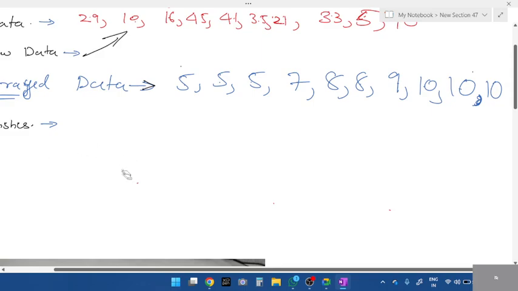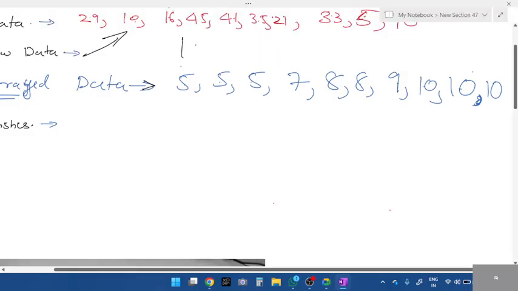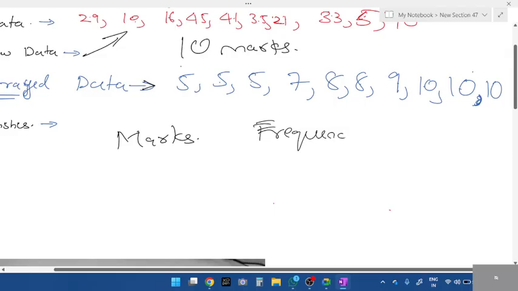So frequency distribution table. I have to show this to the principal. The marks what students have scored out of 10 marks. Total there are 10 students. So first thing, marks. The next, frequency. Frequency and tally marks.